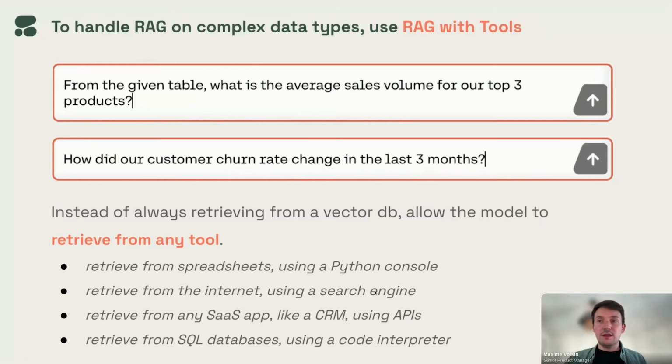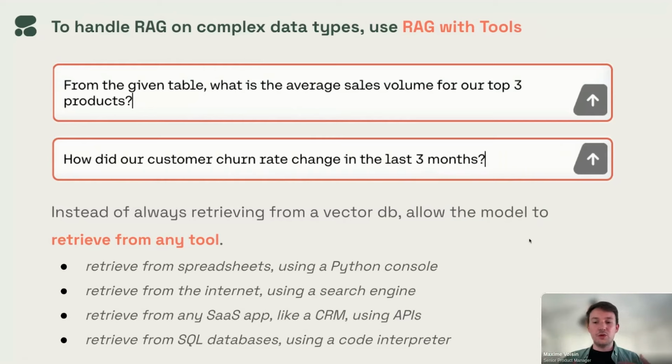Another example is if you equip your RAG system with a search engine, like a web search engine, the model can now retrieve information from the internet. And so your RAG system can write queries that are going to tap into the search engine and retrieve information from the internet. Similarly, if you want to retrieve from APIs, you can equip your RAG system with the ability to create API queries, JSON queries, to retrieve from a SaaS application, like a CRM.